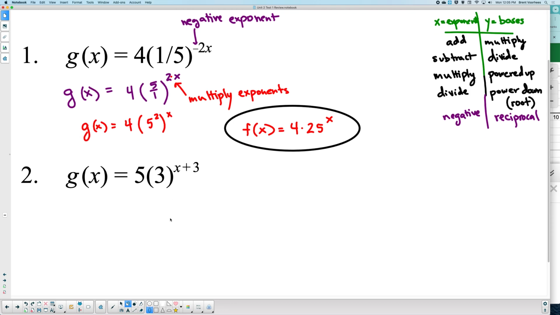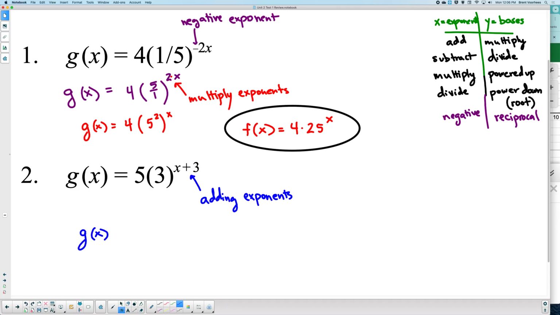On number 2 here, what do you notice is happening? So I need to have a times b to the power of x. Right now I have this. What's happening here? What's adding? Adding bases or adding exponents? Okay, if you're adding exponents, what's something else you could do mathematically? Multiply your bases. So here's how you would rewrite this.